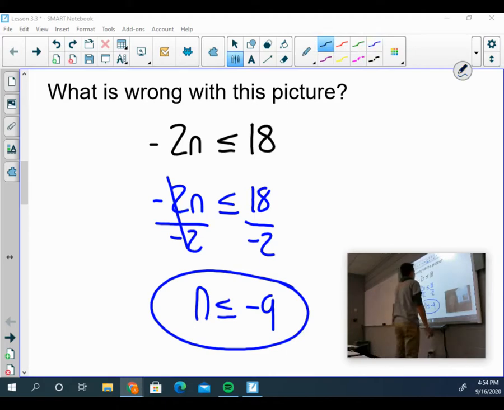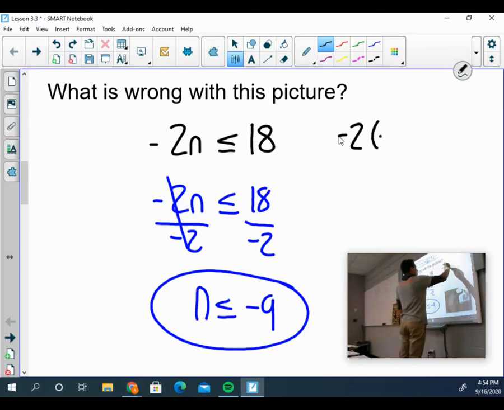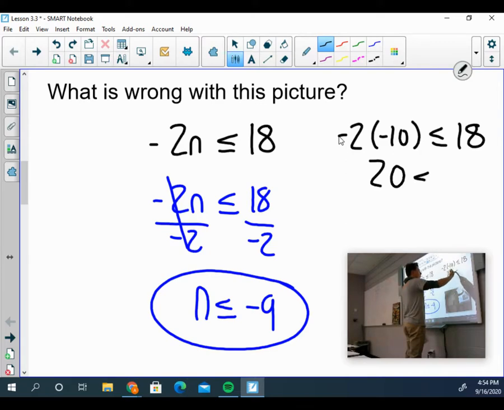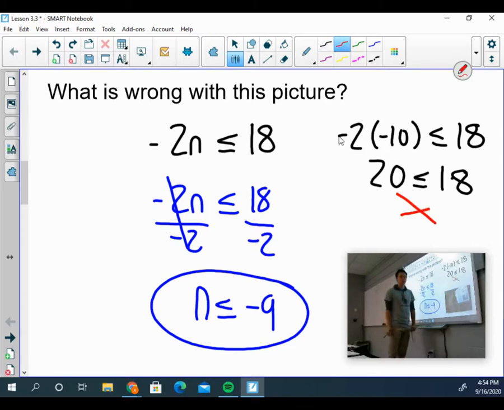Let's plug it back into the original equation. -2 times -10 is less than or equal to 18. When I multiply those out, I get 20. Hold up. 20 is less than or equal to 18. That is false. That's not true. So what's going on here?